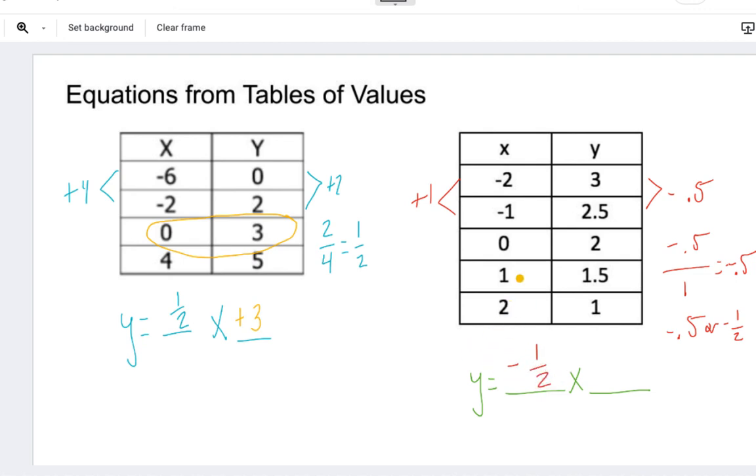Find the y-intercept, we want to look for where x is 0. And look at the y number, that's our y-intercept, so this is positive 2. So our equation is y equals 1/2 x plus 2. If the y-intercept is a negative number, it's just minus instead of plus.